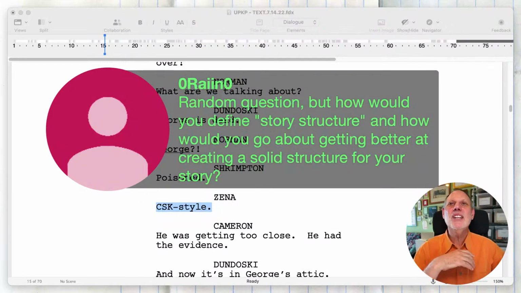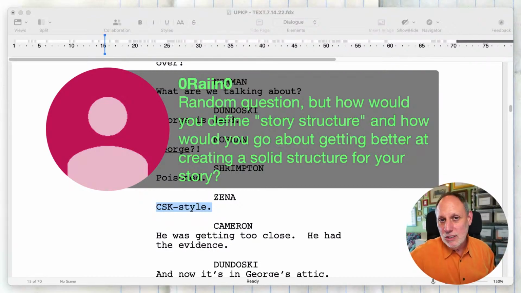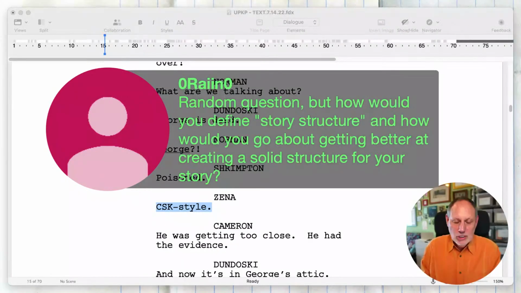People in the teaching business get into this mystical word game of making up stuff as if it's special. Ooh, you need to know story structure. It's story structure. It's the structure of the story. It's not a magic thing. So therefore, you just need to know what you think a good structure of a story is.